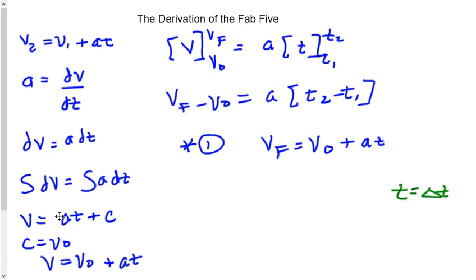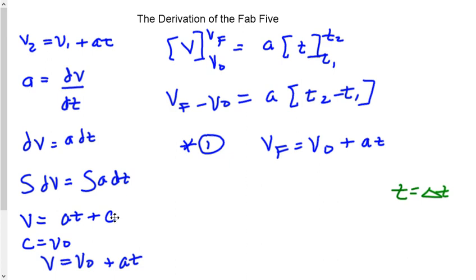We'll take the integral of both sides, so the integral of dv equals the integral of a dt. Well, a is a constant here, so on this side we pull the a out in front. We're actually taking the integral of dt, which is just t, so we end up with at, and then we have the integral of dv just becoming v. So v equals at plus the constant of integration c.